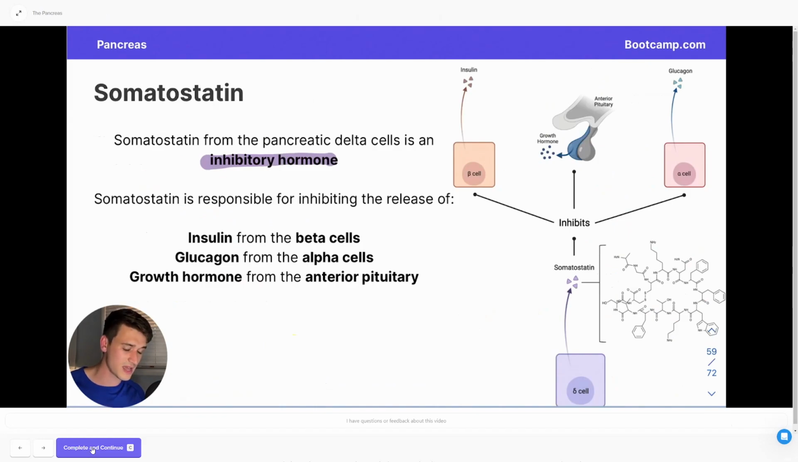So if somatostatin is actually released by the pancreas, more specifically the delta cells, as we see down here, then what we will have is the inhibition of the release of insulin from beta cells, effectively halting the increase of glucose stores in liver, fat, and muscle tissues, the inhibition of glucagon release from alpha cells, which will inhibit the breakdown of these same stores and the release of free glucose into the blood, and it will also inhibit the release of a hormone that we saw from the anterior pituitary gland, growth hormone.